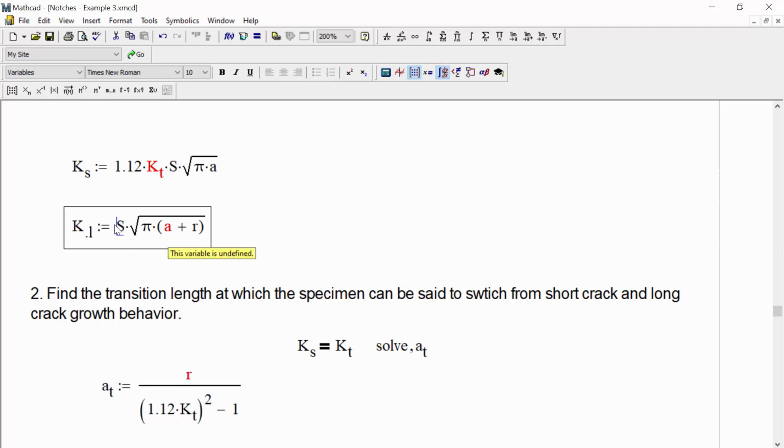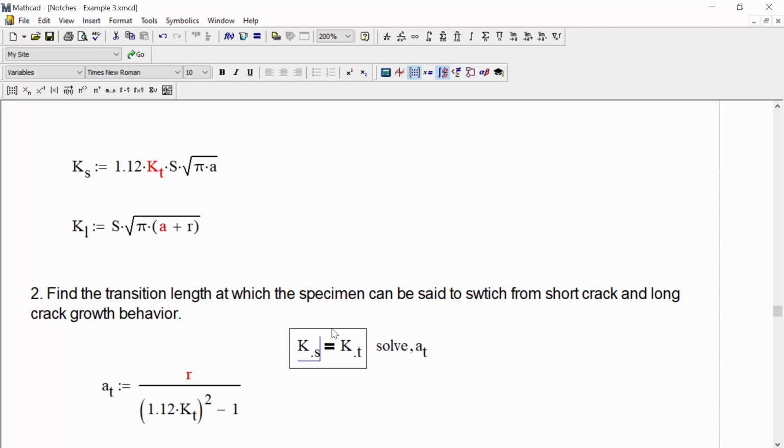Now, in other problems, we may not have the same stress field equations. Ks and KL are going to be different. So we're going to need to get comfortable with setting those two equations equal to each other, rearranging, and solving.